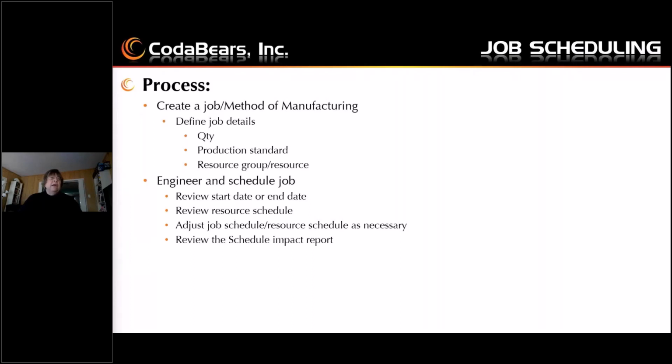Then we actually engineer the job. So we have a start date or an end date. Again, this depends on if you are forward scheduling or backward scheduling. We want to take a look at the resource schedule to make sure that we can actually produce this product that we're making in the schedule. We would adjust our schedule for the jobs or our resource schedule as necessary. And then we can review the schedule impact report. So we can actually do what if planning when we do the job scheduling.